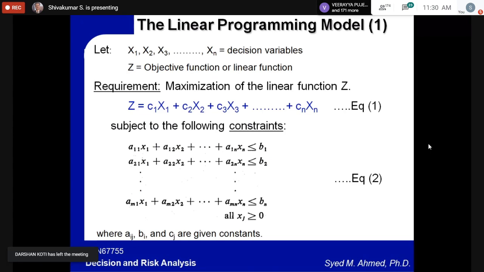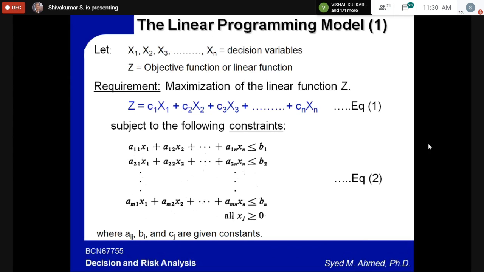Okay, just one simple model here, the linear program model. Let x1, x2, x3 up to xn be called the decision variables. For example, a company manufactures x1, x2, x3 number of products. So all can be expressed using algebraic variables. That's why x1, x2 are called decision variables. Next, there is a cost function, nothing but the objective function, also called a linear function, called z.